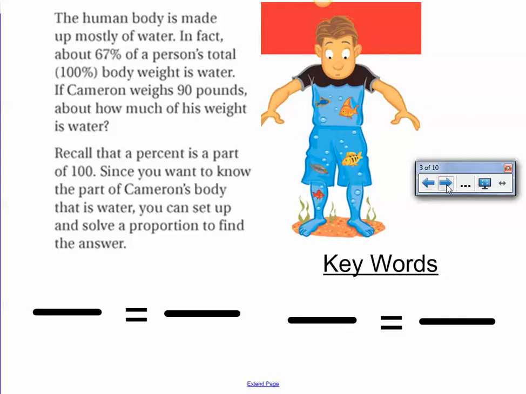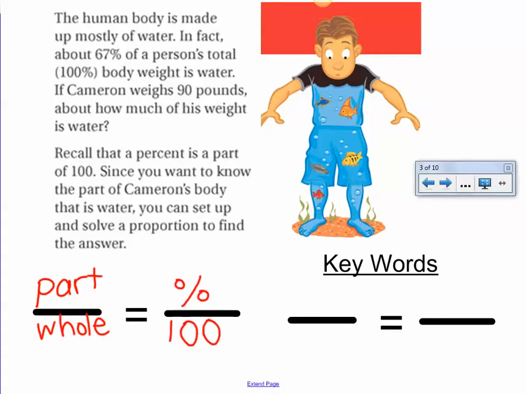We're going to add some words into this. On the first one, we're going to write part in the numerator. Part over whole is going to equal the percent over 100, because remember, percent is always out of 100. So on that first set of lines, you're going to write part over whole equals percent over 100.